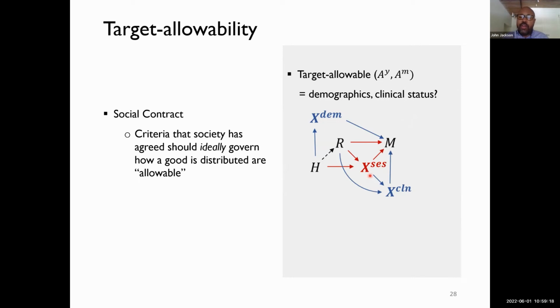But I think this is true, even though we live in a society where it's very much true that treatment decisions are either directly or indirectly driven by socioeconomic status. So, again, this is sort of an aspirational idea or contract. It doesn't necessarily have to be the one that is in practice in society.